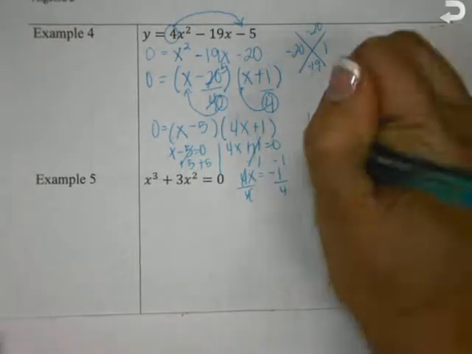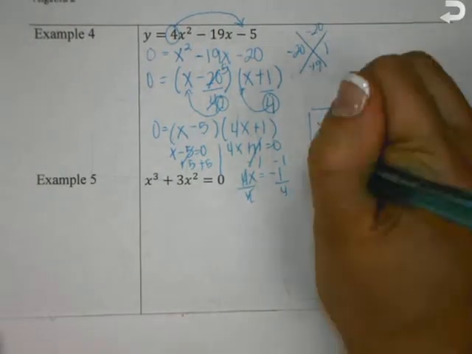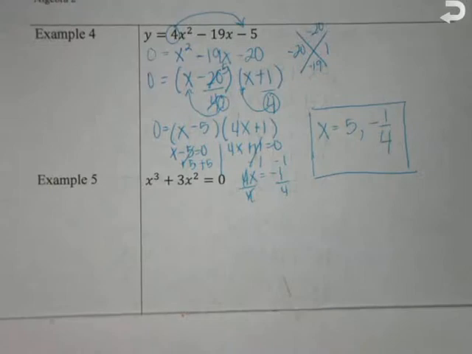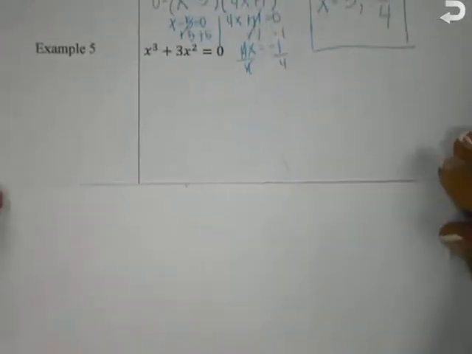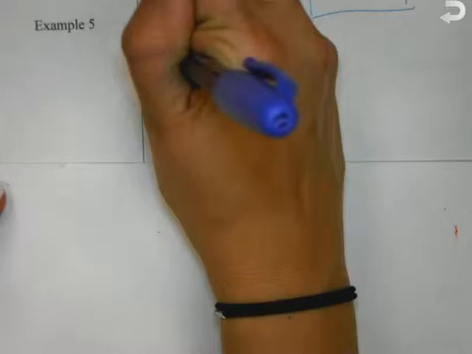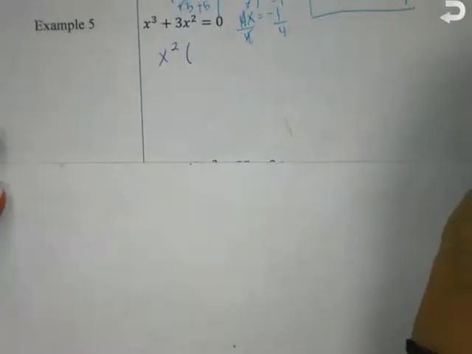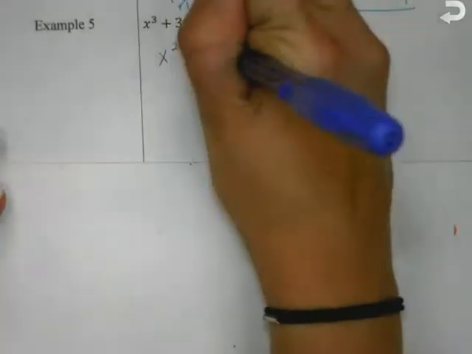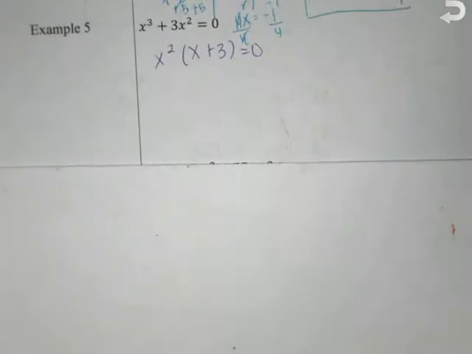Perfect. Okay, number 5. What method did you use to factor that one? Who's 25? Priya. GCF. What was the GCF? X squared. Perfect. So we have x squared times x plus 3 equals 0. And then what do I do? Who's in 10? You multiply.